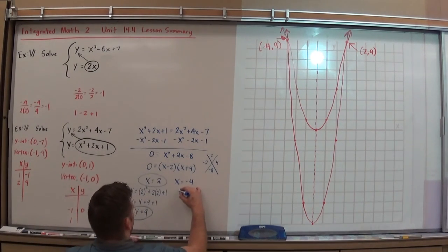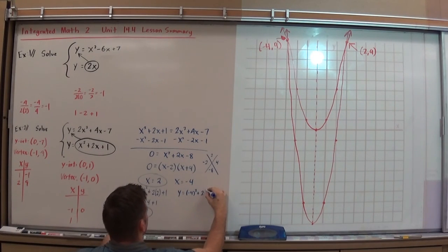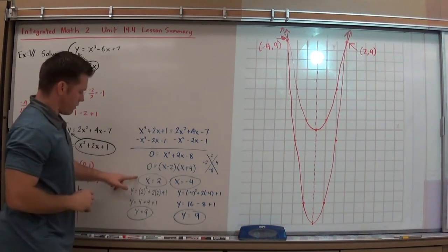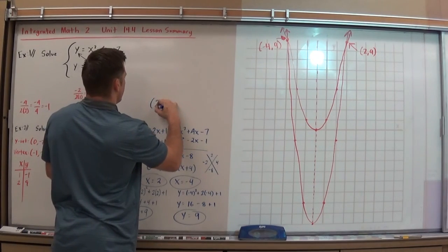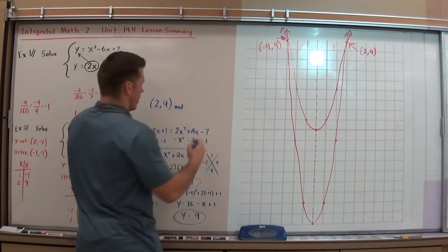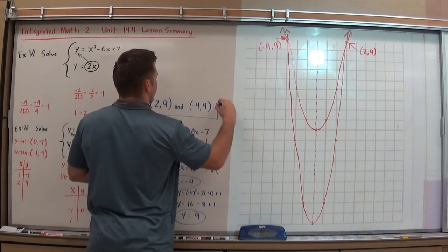For the other one, I'm going to plug negative 4 in, so y equals negative 4 squared plus 2 times negative 4 plus 1. Negative 4 squared is 16. 2 times negative 4 is negative 8, so that's 16 minus 8 plus 1. 16 minus 8 is 8. 8 plus 1 is 9. And I have the second answer. 2 pairs with 9. So the solution is 2 comma 9. And negative 4 also pairs with 9. So it's negative 4 comma 9.